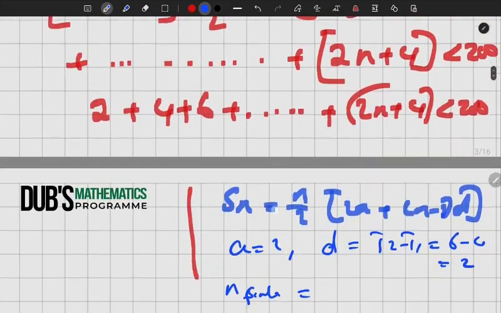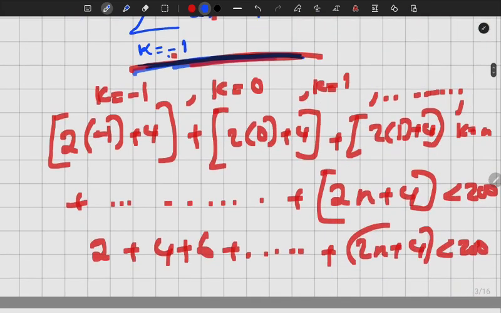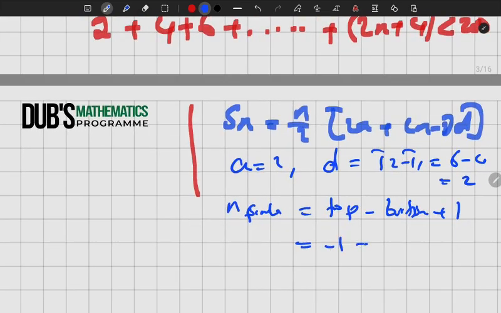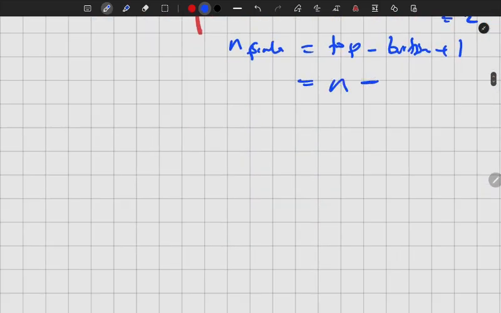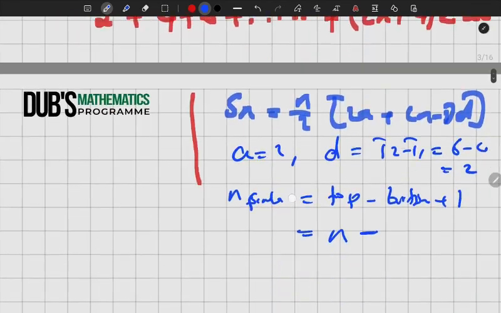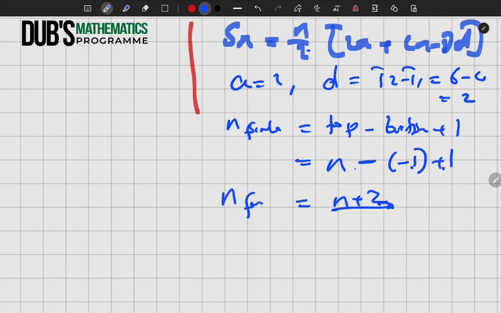But how do we find the number of terms to substitute in the formula? Always use top minus bottom plus 1 from our sigma notation. So our top is n, then minus, what is our bottom? It's -1, so minus -1 plus 1, so it's going to be n plus 1 plus 1, which ends up being n plus 2. So in our formula, we don't substitute n, but we substitute n plus 2. That's why using top minus bottom plus 1 is important, because if you don't use that, you're going to be in trouble.